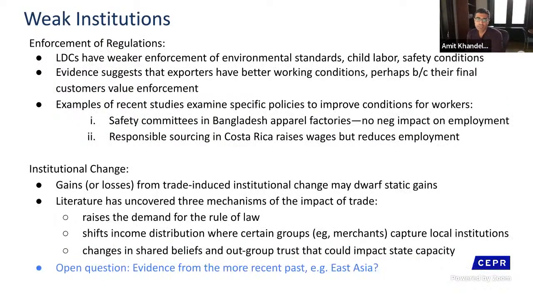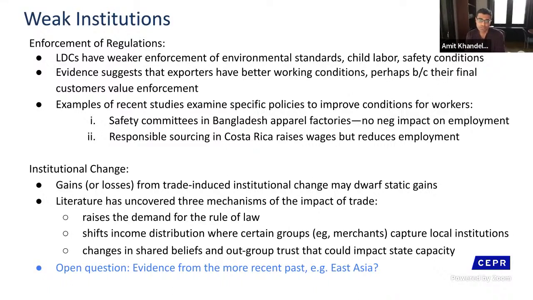Now, the third aspect of weak institutions that we think matter for international trade is the enforcement, or lack thereof, of regulation. So across the world, most countries on the books have reasonably high environmental standards, have standards on child labor, have standards on safety conditions, but where the degree of variation comes is in the enforcement of those standards across countries.